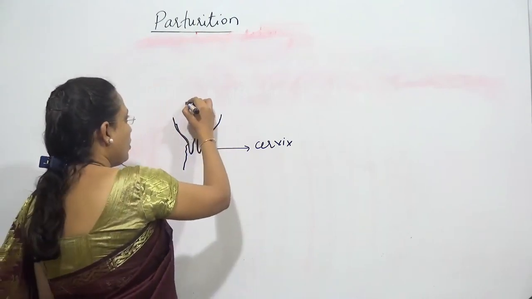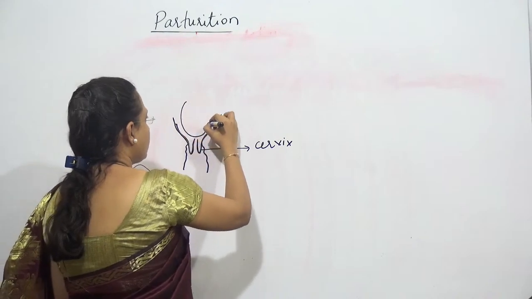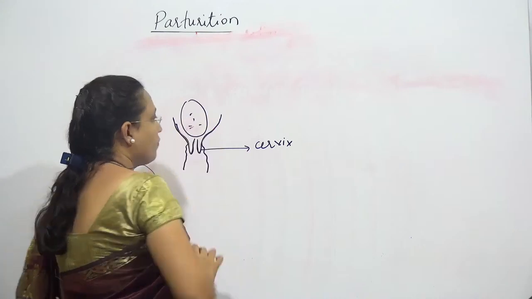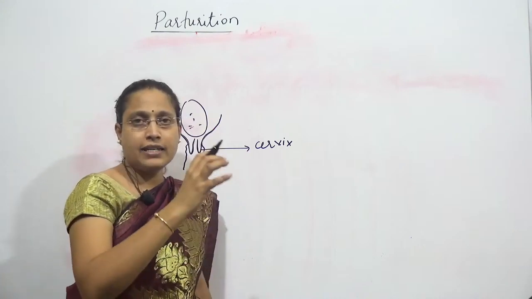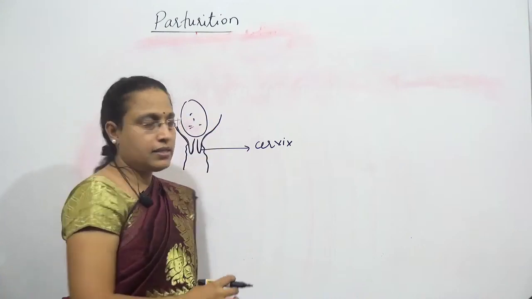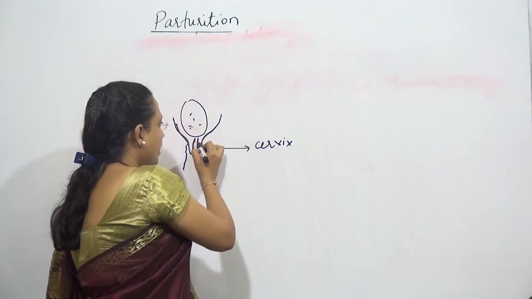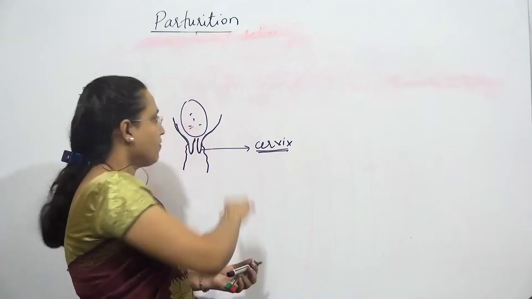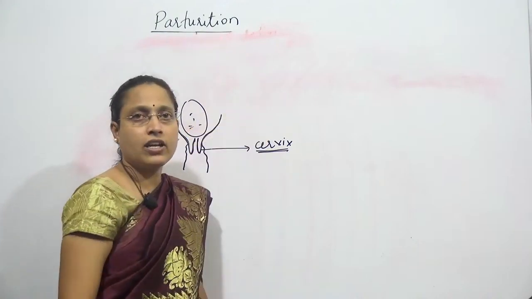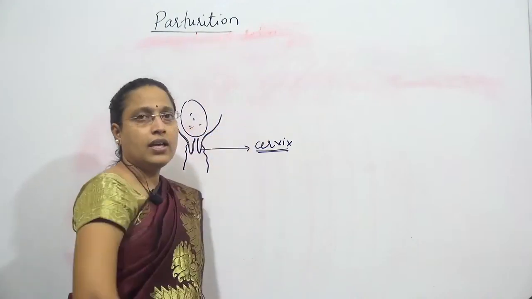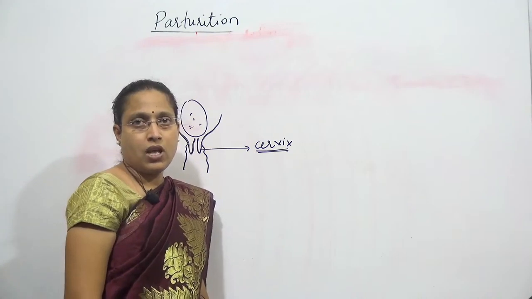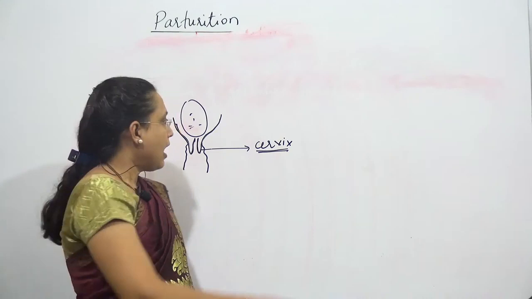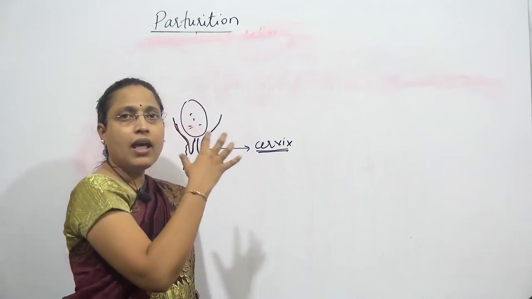Now, during the last month, what happens? The head of the developed fetus will be directed towards the cervix. Otherwise, the head will be near the fundic region. Now it will be directed towards the cervix. So this is called cephalic presentation, and this occurs during the last month.